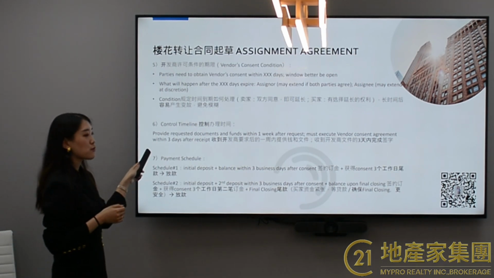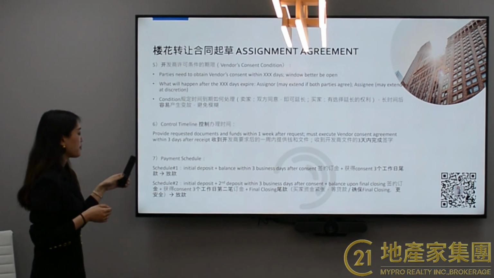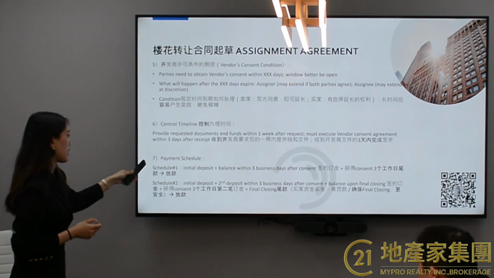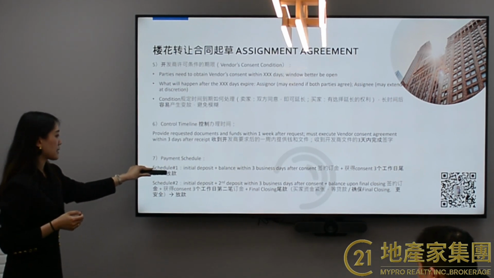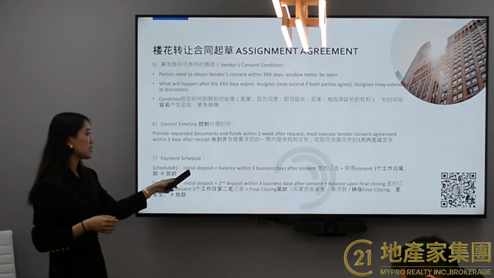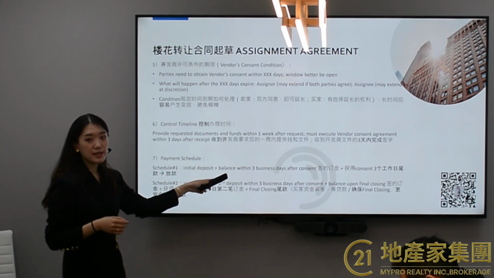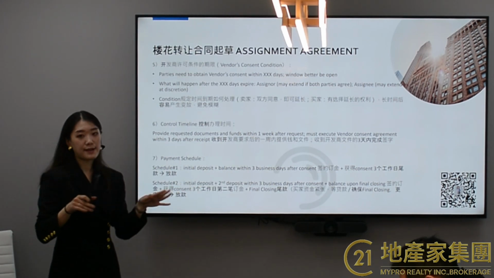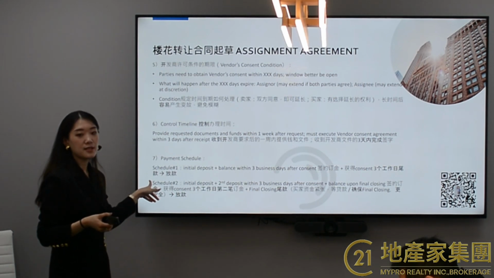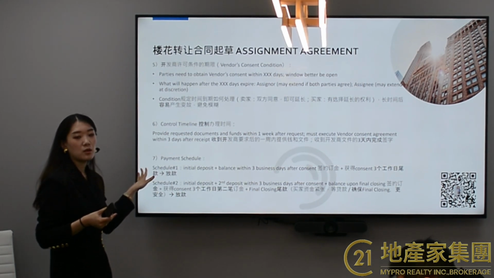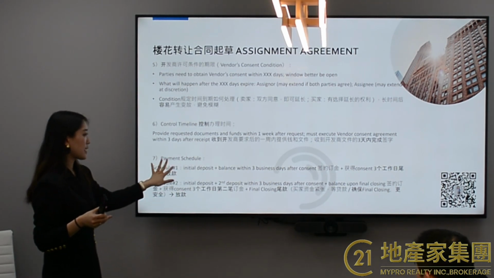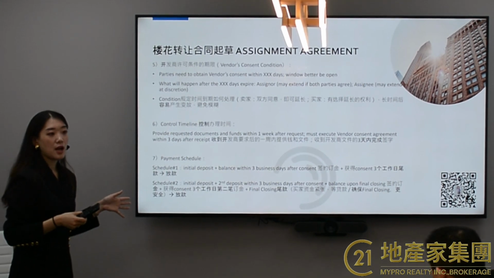Okay, payment schedule. There are different ways of structuring the payment schedule in the assignment agreement, but most commonly seen are two ways. The first kind of payment schedule is when you sign the assignment agreement, you give an initial deposit, and then you wait for the vendor's consent. Once you get the fully executed consent, then you have 3 business days to pay the remaining balance. And then we do the closing, and then we can release funds to the signer.